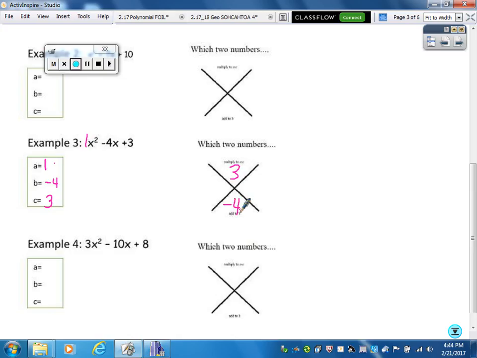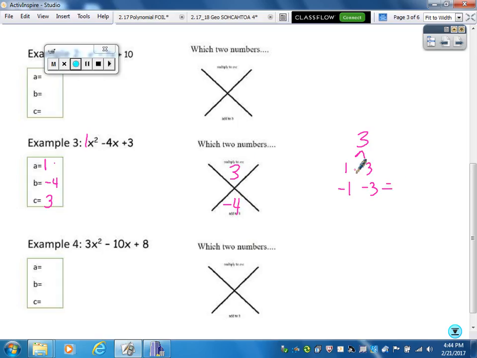We've got to find things that multiply to 3 but add to negative 4. This can be a little tricky when they're that small, because you're like 1 and 3 and that's it. But now you've got to think of some other things too, because not only does positive 1 and positive 3 multiply to 3, but also negative 1 and negative 3 multiply to 3. So you only really need to think about opposite signs when you have a negative here or a negative up here.